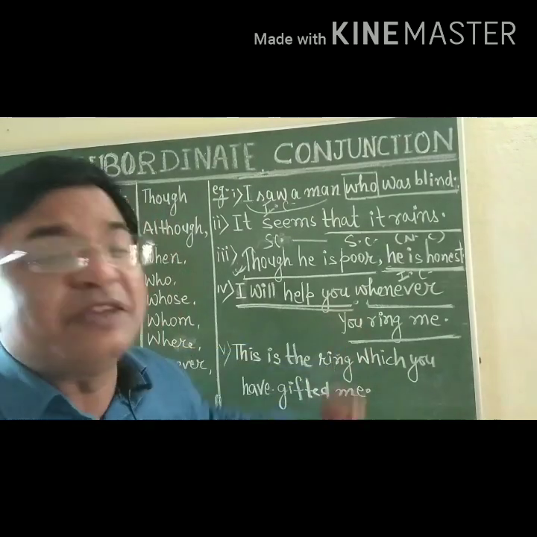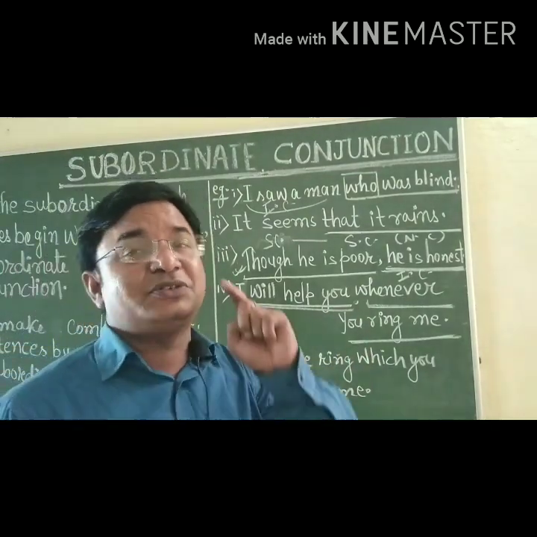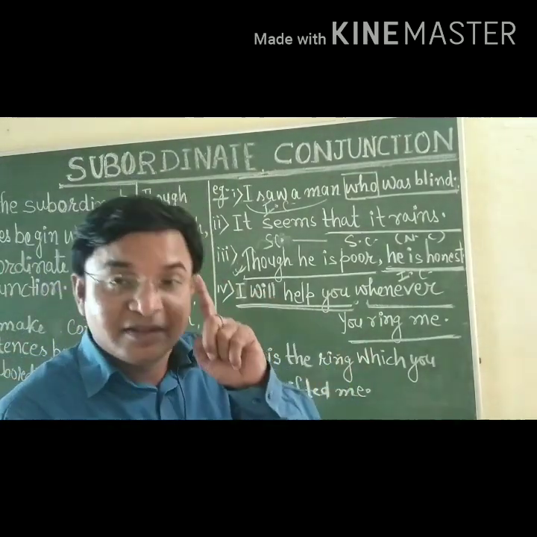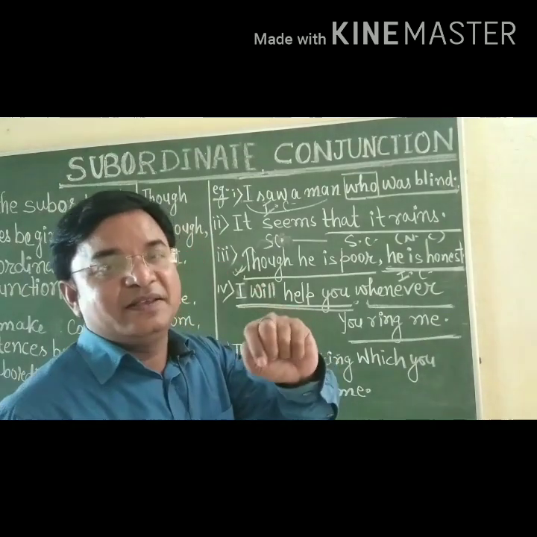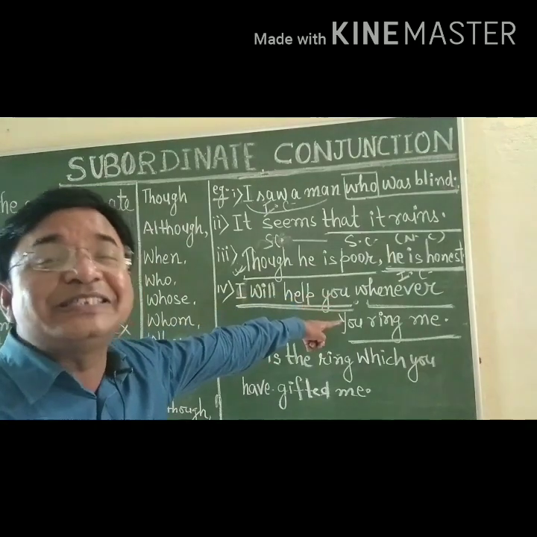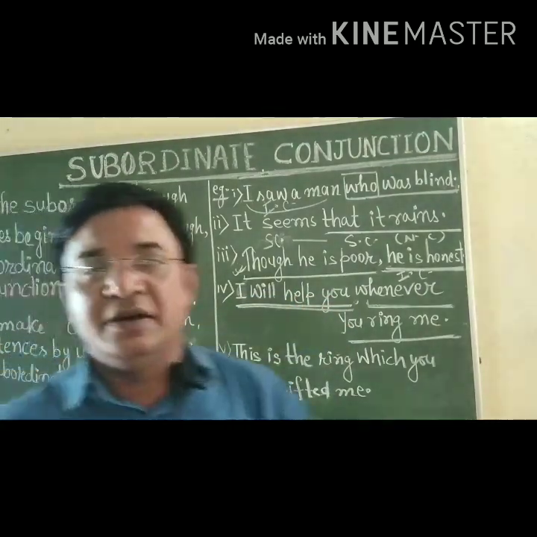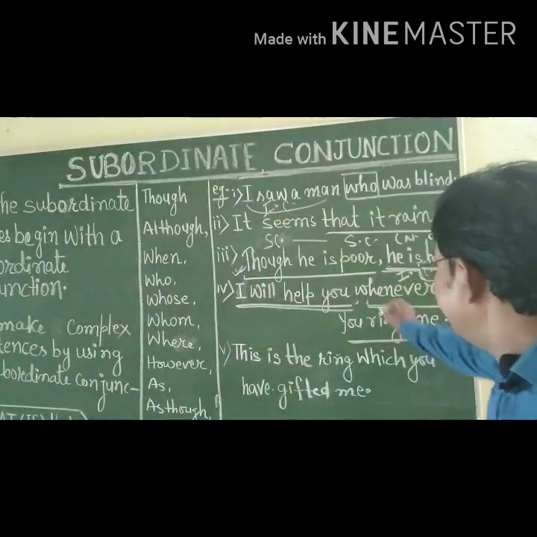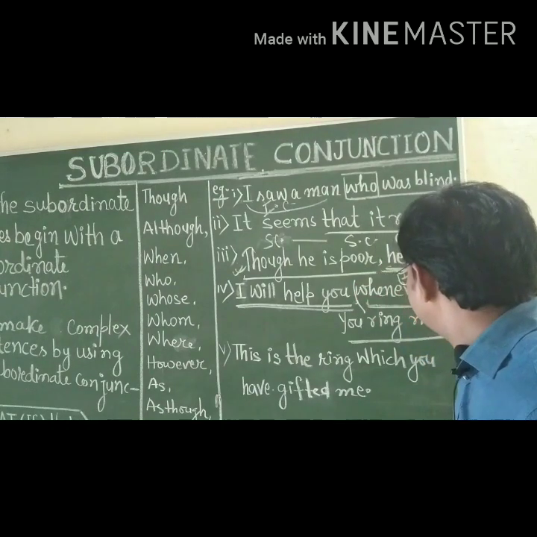So "whenever you ring me", this is your what? This is your subordinate clause. Why subordinate clause? Because this clause begins with "whenever", which is a subordinate conjunction. Here you are finding "whenever". It is an example of subordinate conjunction.